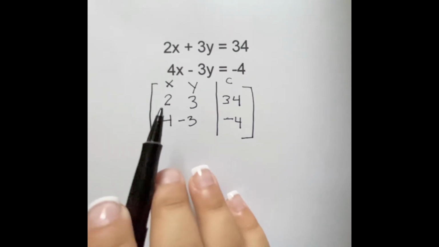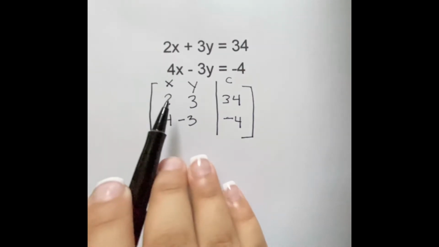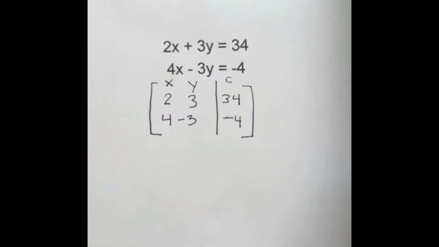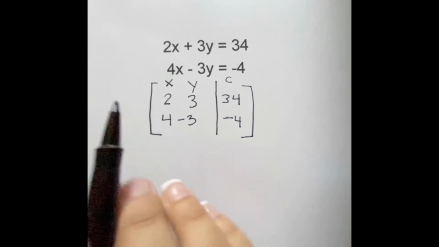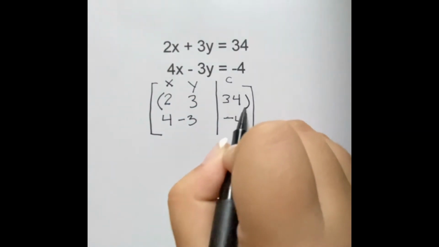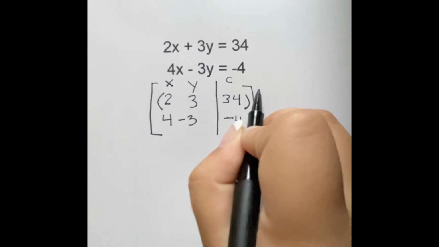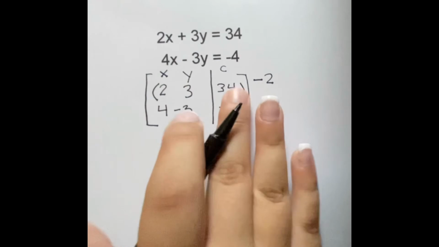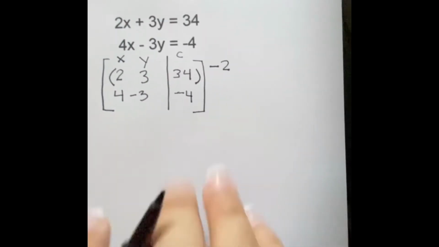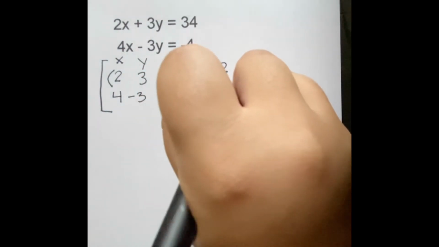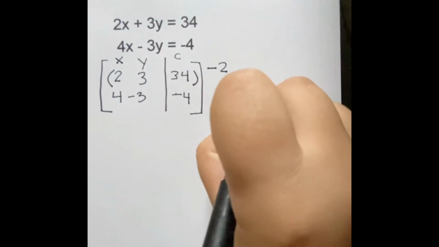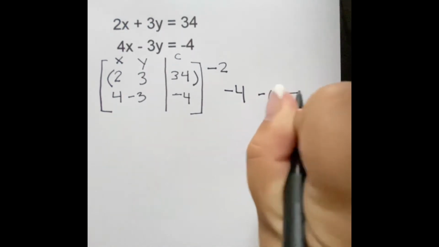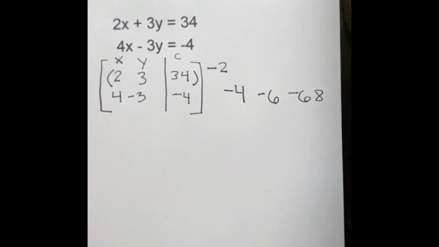We can do that by multiplying the top row by negative 2. Therefore, this number will be a negative 4, this will be a 4, they will cancel out, giving us a 0 here. So I'm going to multiply my top row by a negative 2. I can write this top equation multiplied by negative 2 over here. So that's going to give us negative 4, it's going to give us negative 6, and it's going to give us negative 68.